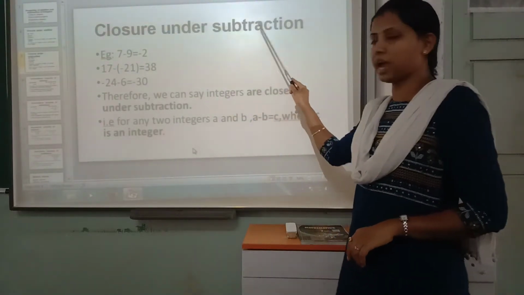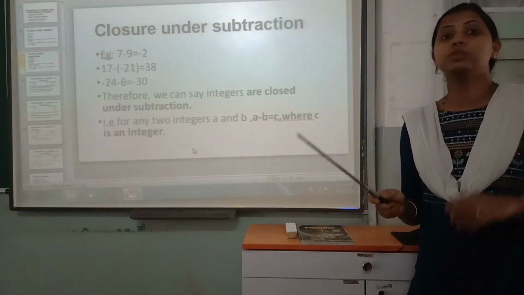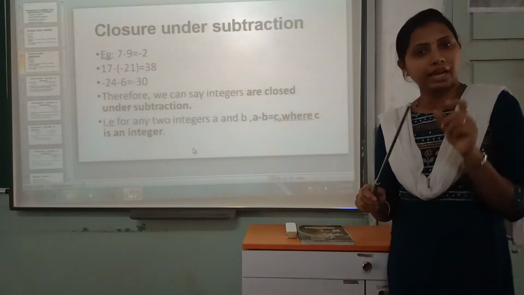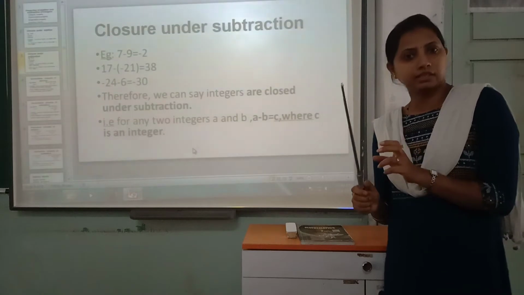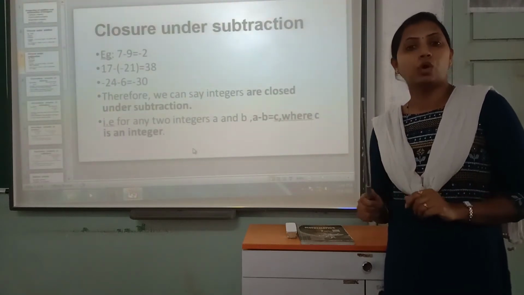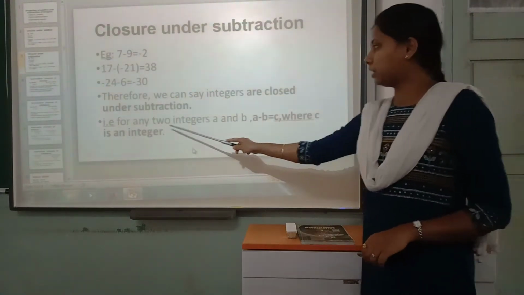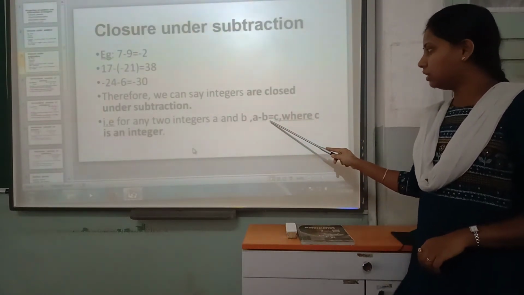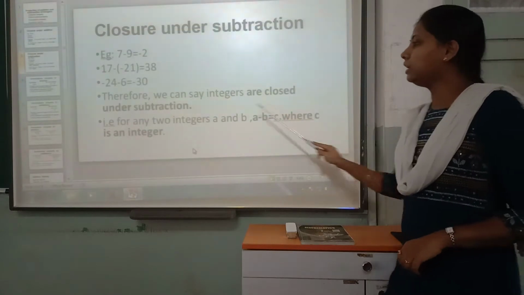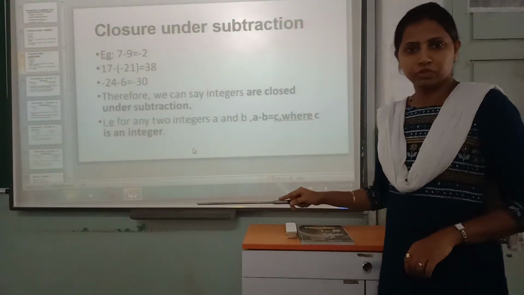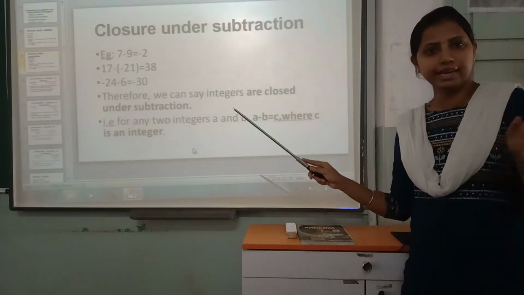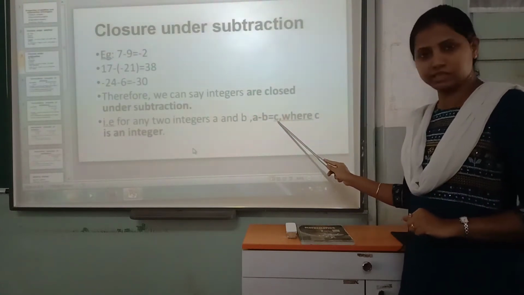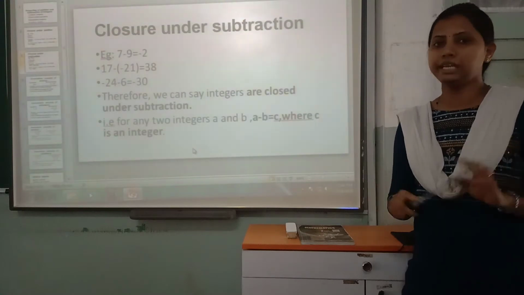Closure under subtraction. What do you mean by closure under subtraction? When you subtract two integers, the difference you get is also an integer. That is, for any two integers a and b, a minus b is equal to c, where c is also an integer. You can take any integers a and b, subtract the two integers, and the difference c that you get will also be an integer.